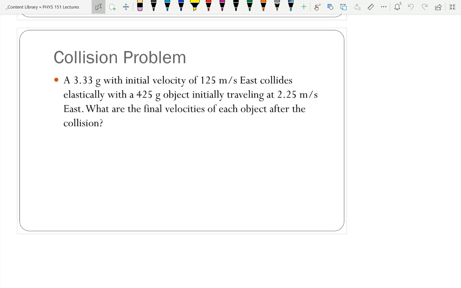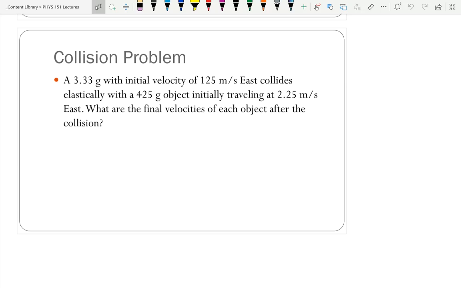Okay, so collision problem. A 3.33 G, what does G stand for? Gram. Just making sure we're clear here. Not 3.33 times the acceleration of gravity. With initial velocity of 125 meters per second east, that's a fast speed, collides elastically with a 425 gram object, initially traveling at 2.25 meters per second east. That's a much slower, pedestrian speed. So basically we have a bullet hitting, let's say, a softball. Not a person.